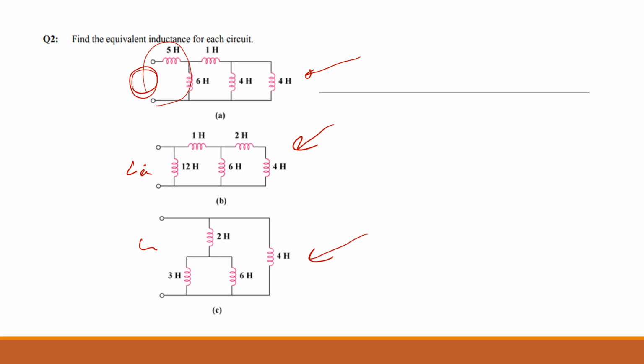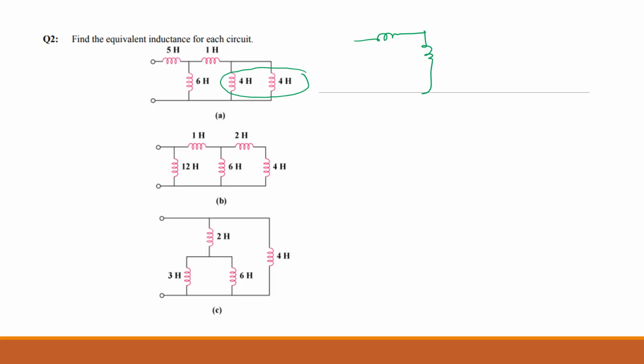Let's see, what did you get? Okay, if you look at the first one, these two are in parallel to each other. So that is 2. Am I right? So that 2 and 1 are in series. So that will be 3.